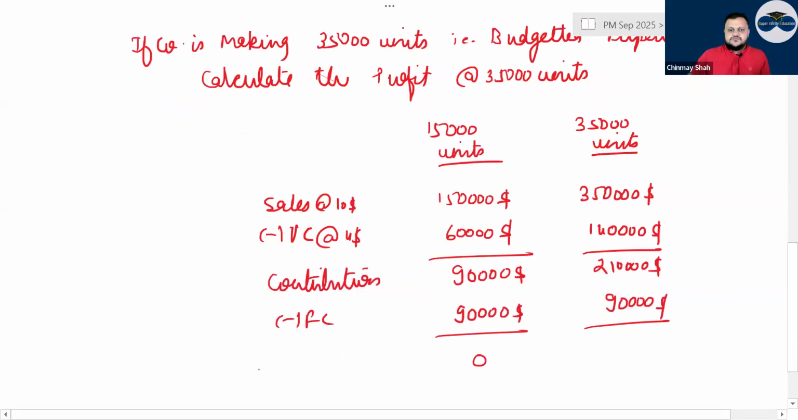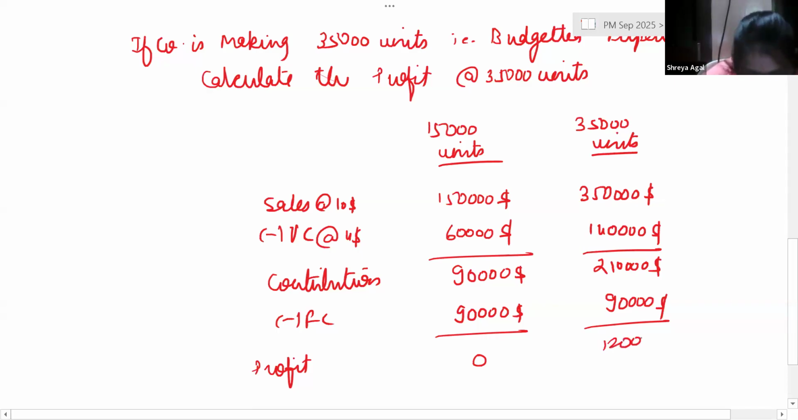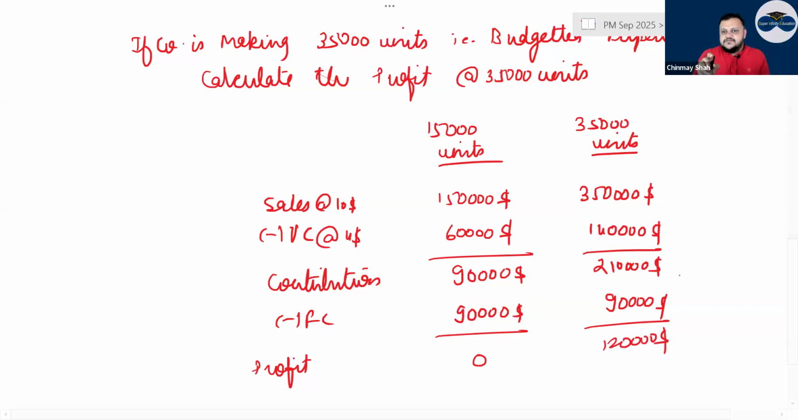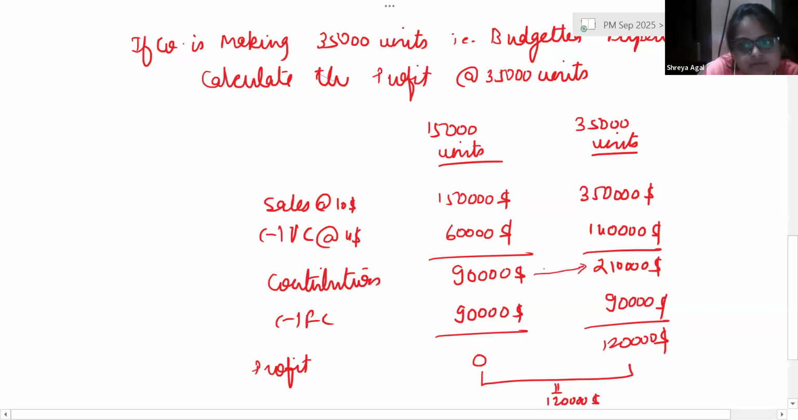So how much is the profit, baba? Here 0. Profit how much? 120,000. Now can I say, boss, this profit is nothing. Find out the difference in profit. It is 0 to 120,000, correct. And the difference in contribution is how much? Tell me. 120,000.